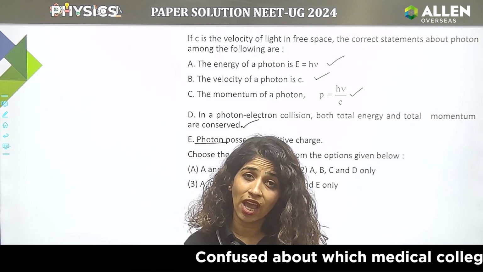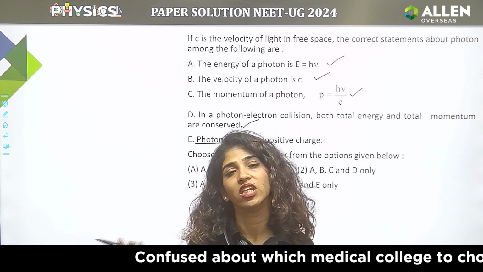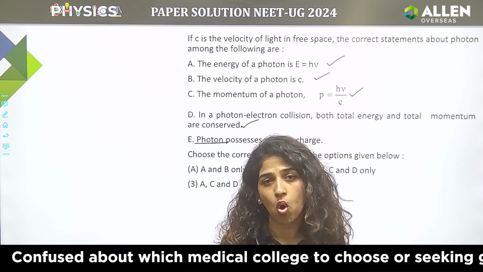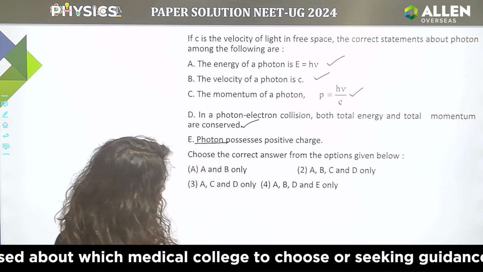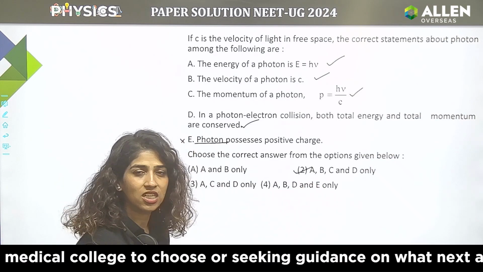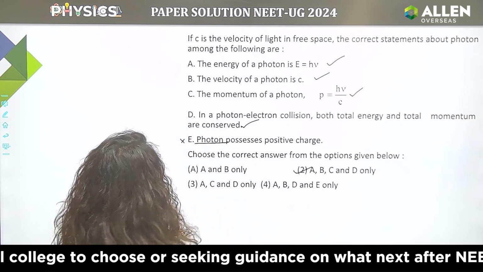So if they do not have any mass, they cannot have any charge on them. Protons are positive charge, but photons do not have any charge. So this statement is incorrect. That means A, B, C, D are the only correct statements here.